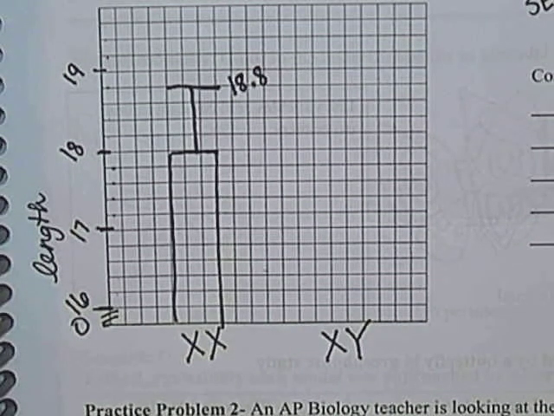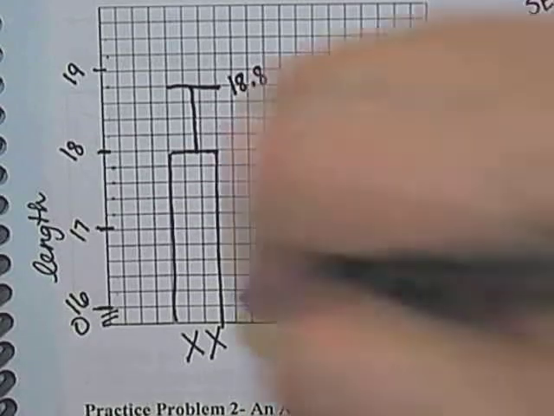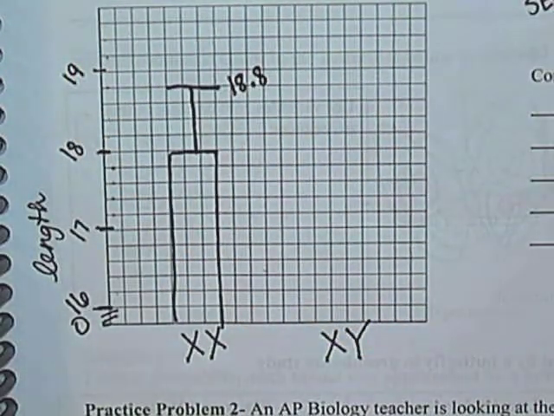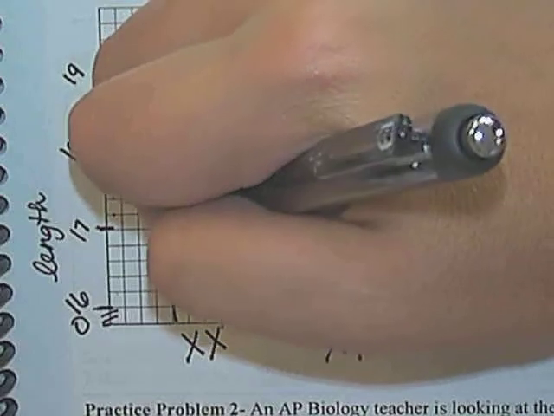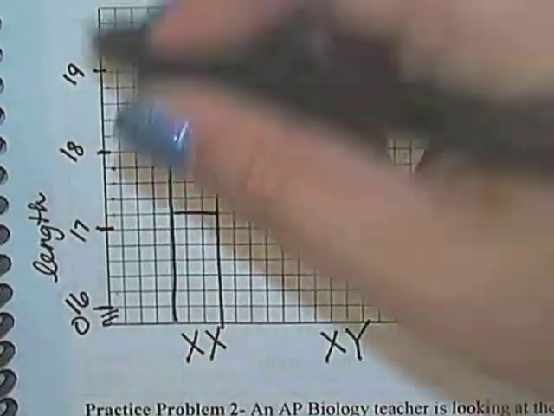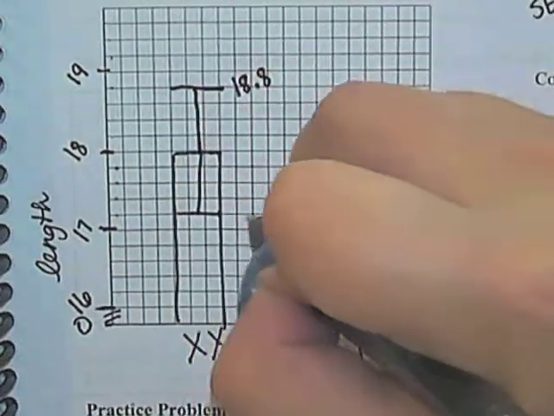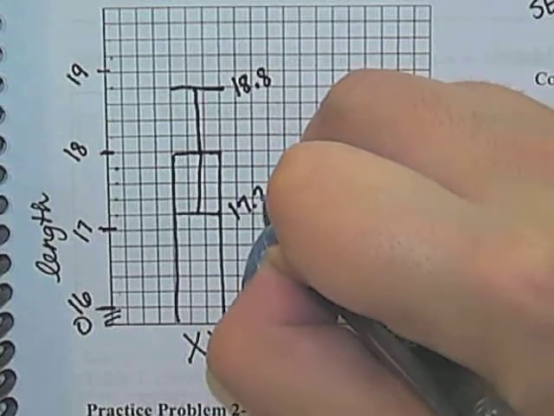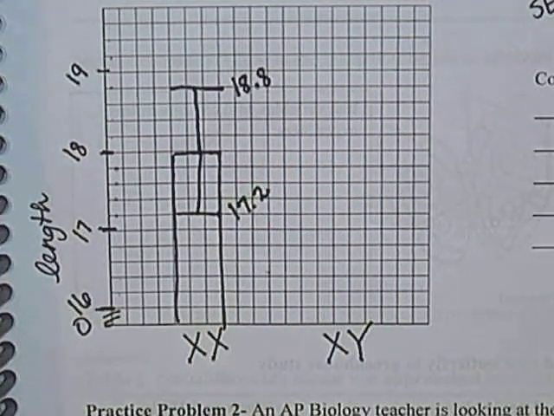Now I'm going to draw the bottom of the SEM bar for the female, and that's going to go down to 18 minus 0.8, so that's 17.2. And there is the information for the female hand size.